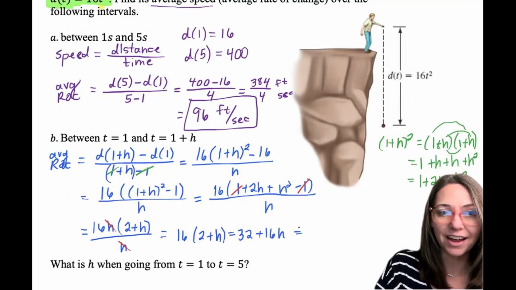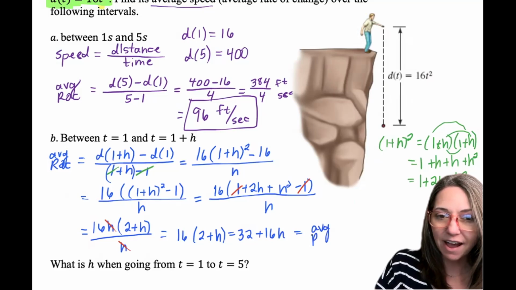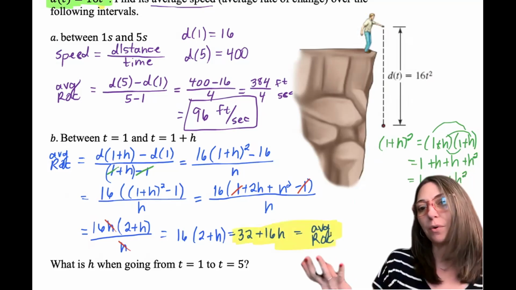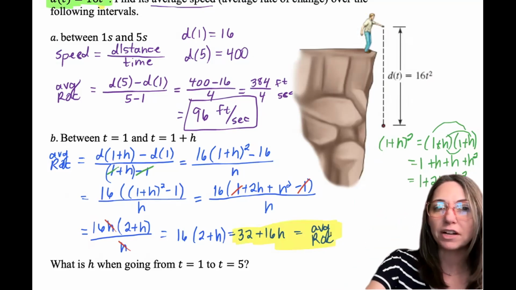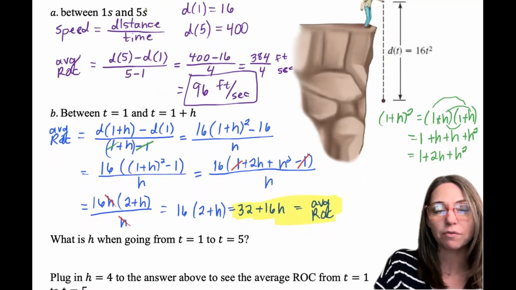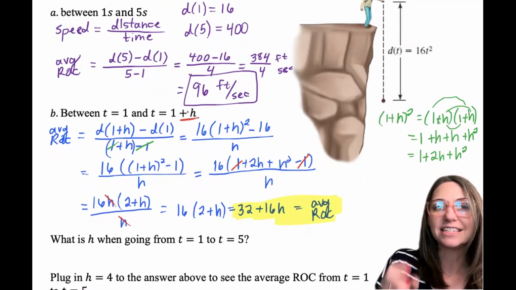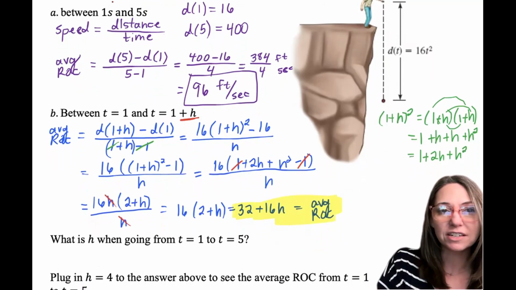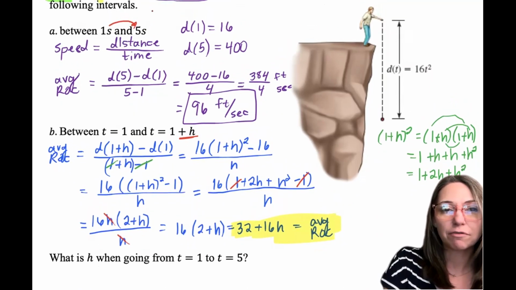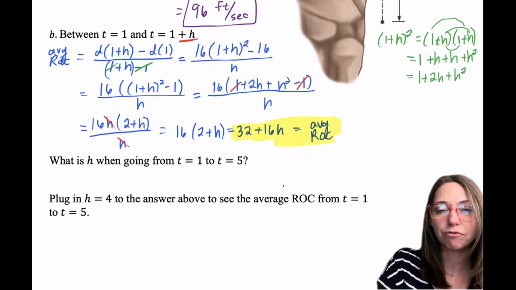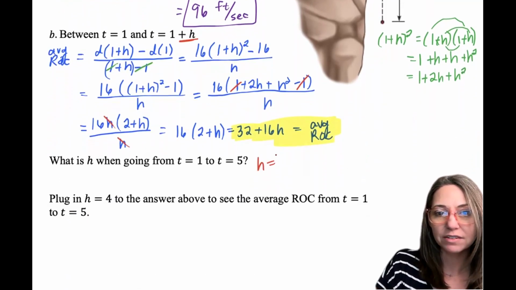All right, what is that? Well, that is a formula for the average rate of change between 1 second after the object is dropped and 1 plus h seconds after it's dropped, right? So we have to plug in a value for h. What would h be if you are going, like we did up here, from 1 to 5? If you're going from 1 to 1 plus h, the h is the distance between the two times. What's the distance from 1 to 5? To get from 1 to 5, you add 4. So the h would be equivalent to 4, because 1 plus 4 would be 5.